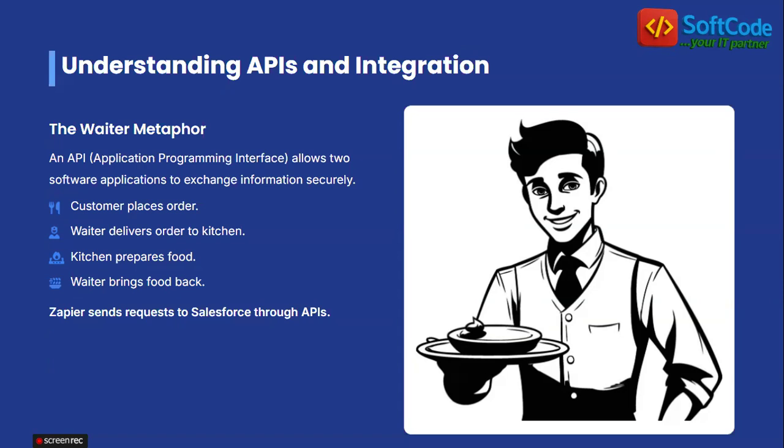Just like a waiter, I mentioned that last week. A customer walks into a restaurant, then the customer places the order. The waiter delivers the order to the kitchen. The kitchen prepares the food. Then the waiter brings the food back to the customer. So the waiter here, quote and unquote, is Zapier. In this case, with what we are doing right now, who is the customer?